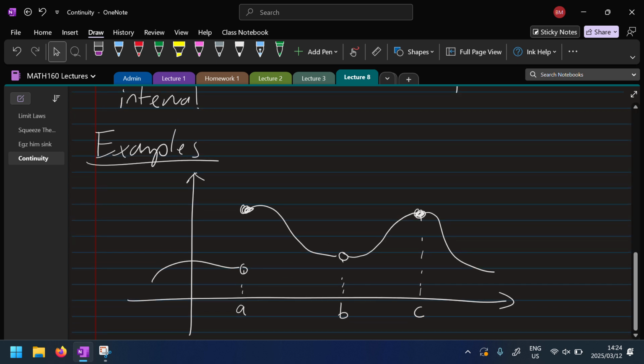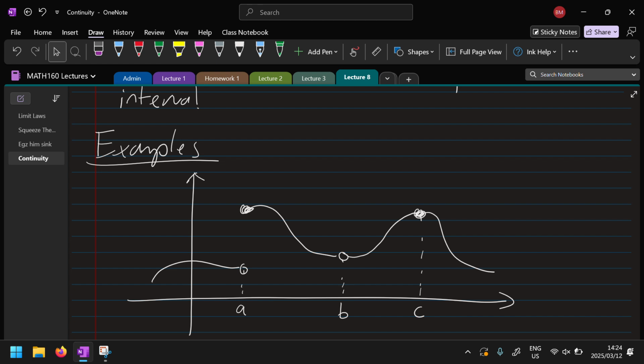So at A, limit from the left is there. Limit from the right is there. Where's the function value? Here, because it's a closed dot. So again, limit from the left is here. Limit from the right is here. The function value is also here. So the limit from the right agrees with the function value. It does not agree with the limit from the left. It is not continuous. We say there is a discontinuity at A.